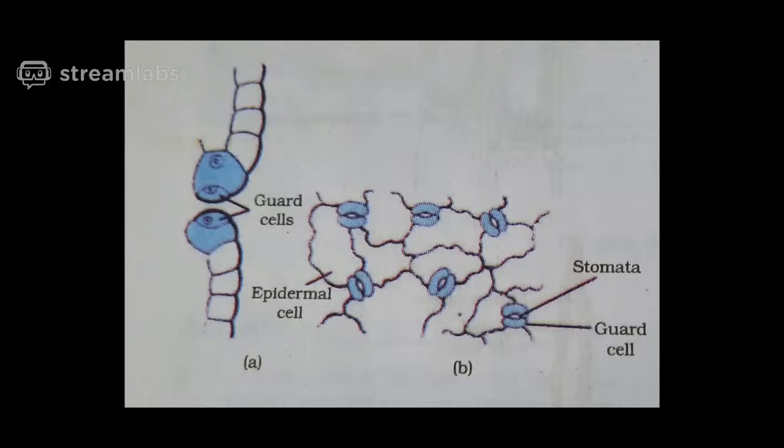And I told you that plants obviously prepare their own food. And how do they get carbon dioxide and release oxygen? It takes place with the help of pores called stomatal pores. You see the structure of the stomata. They have guard cells surrounded by subsidiary cells. The guard cells help in the closing and opening of the stomata.